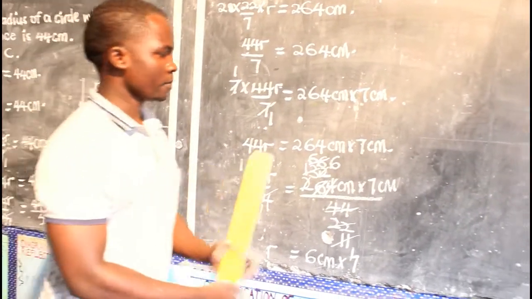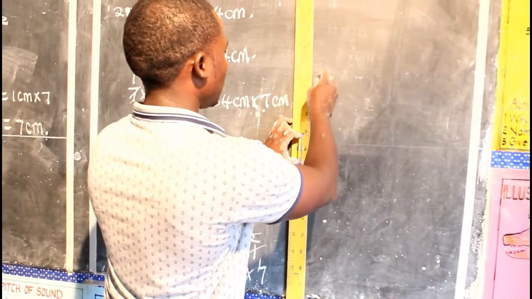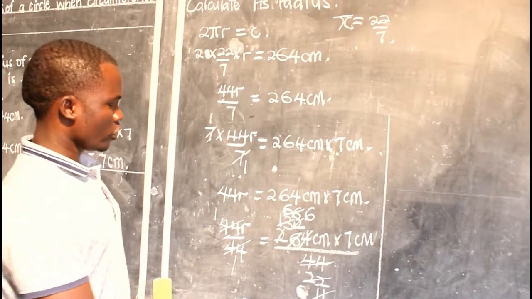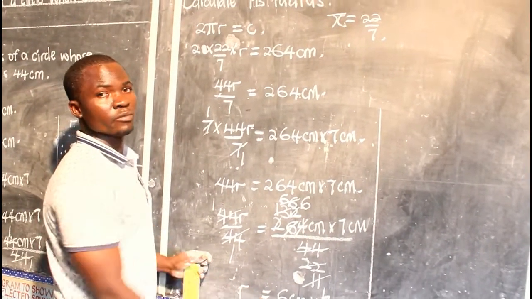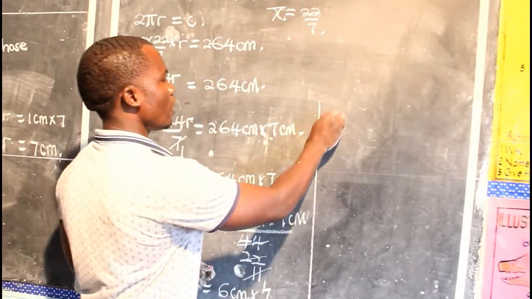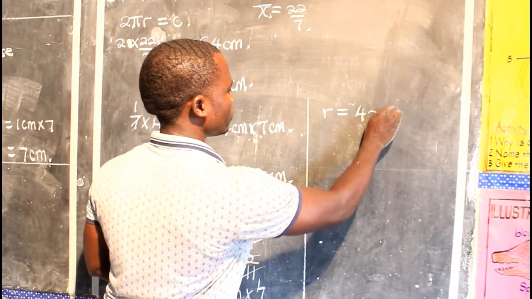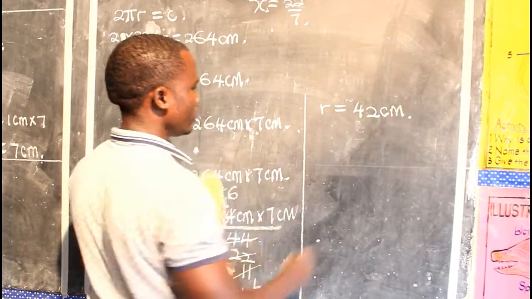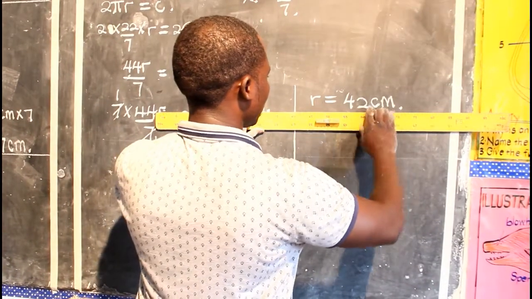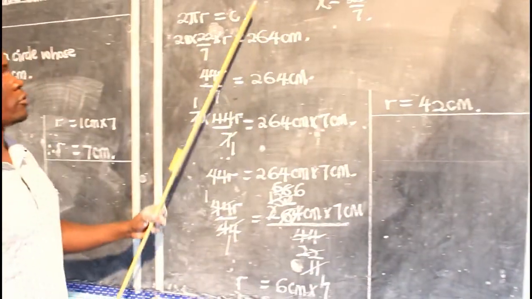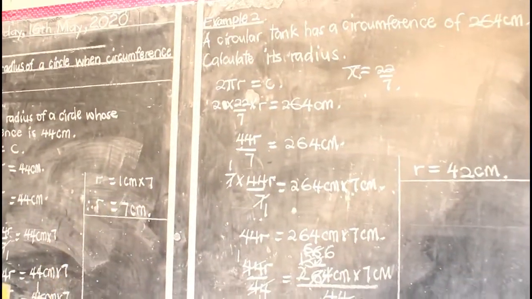We are moving. Okay. When you multiply 6 centimeters times 7, we shall have our radius as 42 centimeters. This is what the question has been asking for.